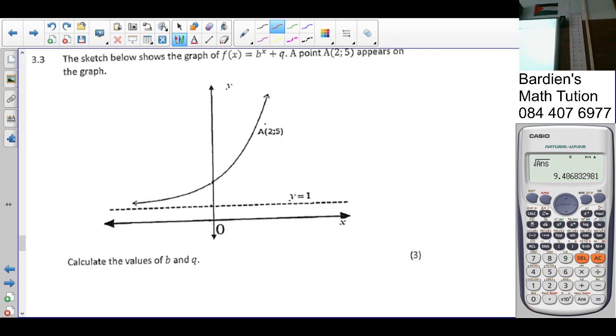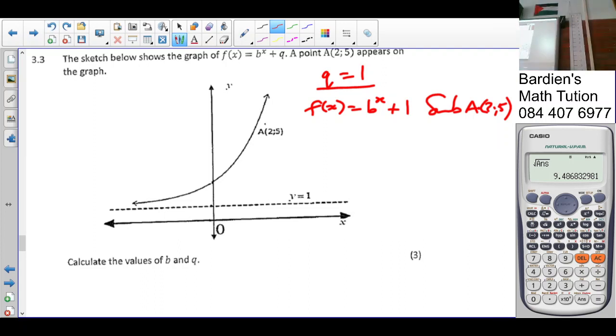What's the first thing we can write down? q is equal to? 1. Why? Because that's your horizontal asymptote. q is equal to 1. So f of x now reads f of x equals b to the x plus 1. Now what? We substitute A, which is 2 and 5.